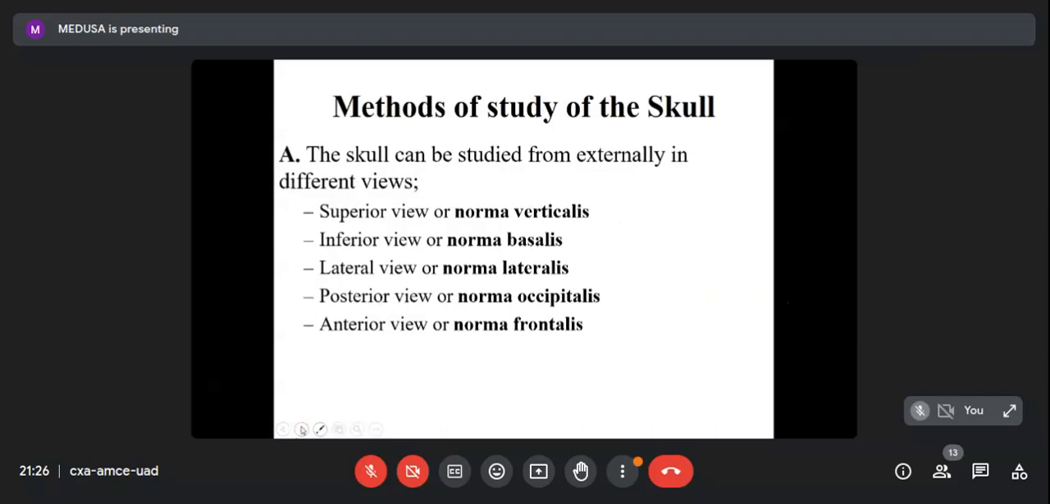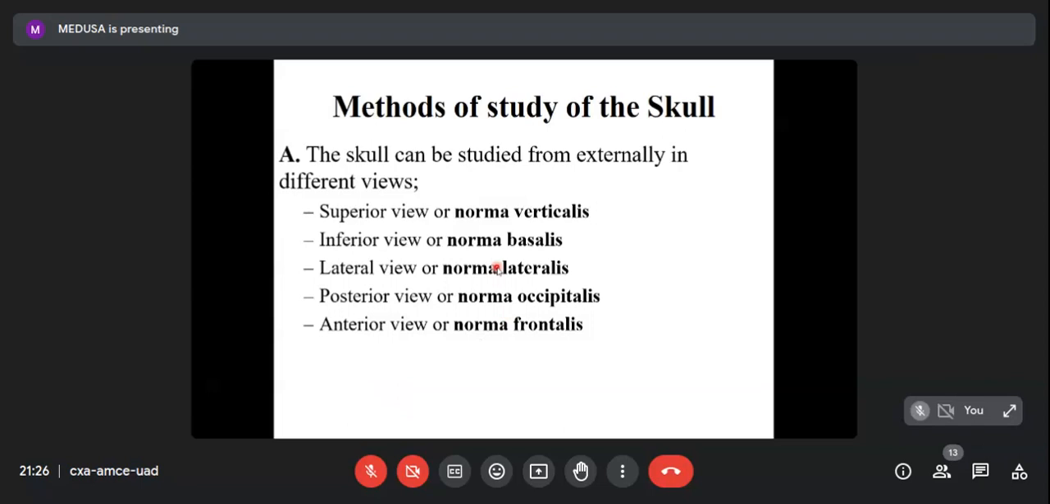Well, after knowing all the bones of the skull, we also need to know the methods by which we would study the skull. The skull is a bit complex, and you're going to attest to that with me once we start our lectures. The head and neck is a bit complicated, but they will choose which way to go about it. Either they will have us study the skull in the superior view, or the inferior, lateral, posterior or anterior view.